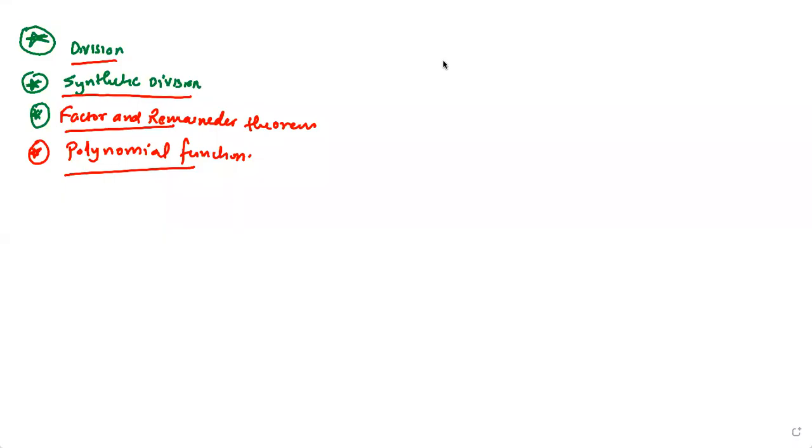So when you're talking about general polynomials, there are 4 to 5 things that you can see on screen, which is division of polynomials, synthetic division, factor and remainder theorem, and mainly polynomial functions. And also to a certain extent, the sum of the roots and product of the roots. So these are the main key concepts that we need to talk about.